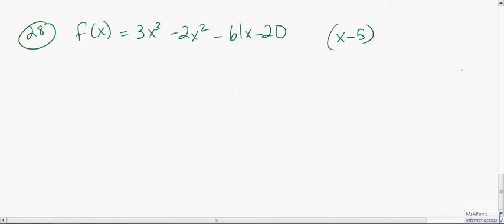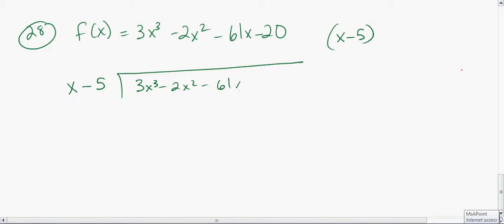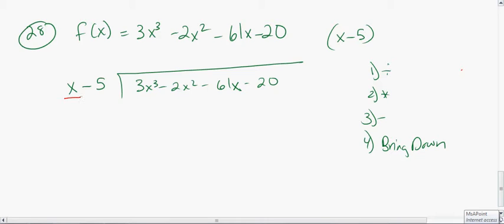So let's set up our long division problem. My factor that I'm dividing by is x minus 5. I'm dividing it into 3x cubed minus 2x squared minus 61x minus 20. And I'm going to remember that I'm going to divide, multiply, subtract, and bring down. All right, x minus 5 goes into 3x cubed minus 2x squared minus 61x minus 20. But I don't have to pay attention to all of that. I just pay attention to the first term.